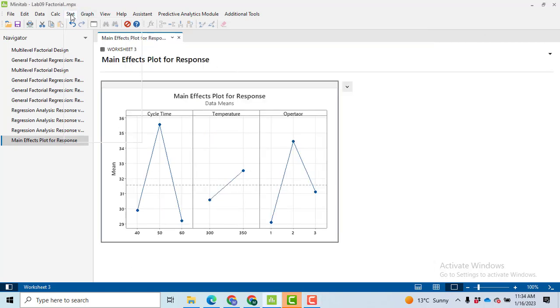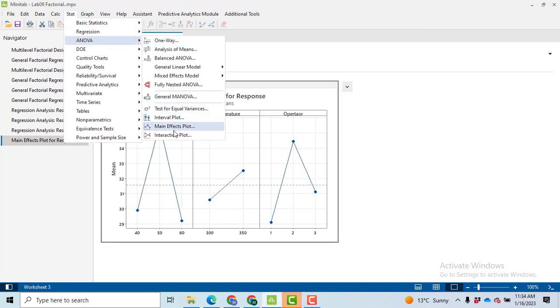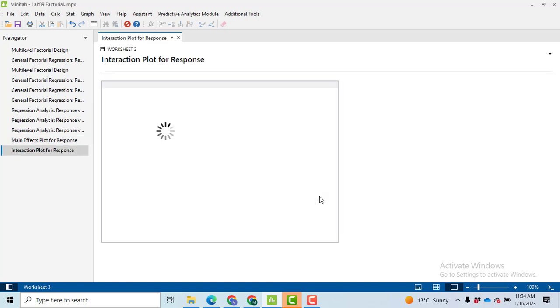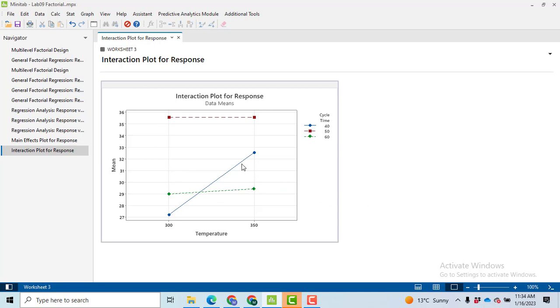After making these graphs individually, again go to ANOVA and the last option, Interaction Plot. Here again select the response and then the factors. I suggest you select only 2 factors because interpreting them is quite easy for the interaction term. As you can see, the cycle time levels represented by blue and green are 40 and 60. There is a strong interaction for them when we go from temperature 300 to 350. So we got an interaction.